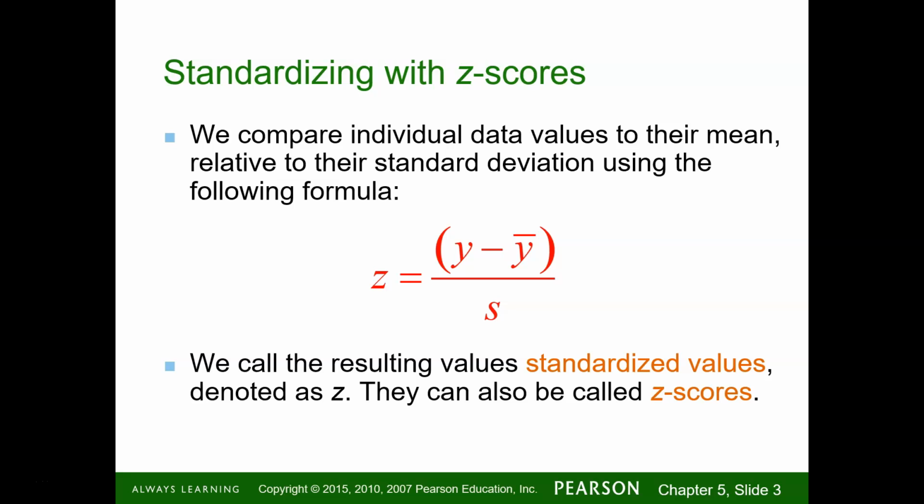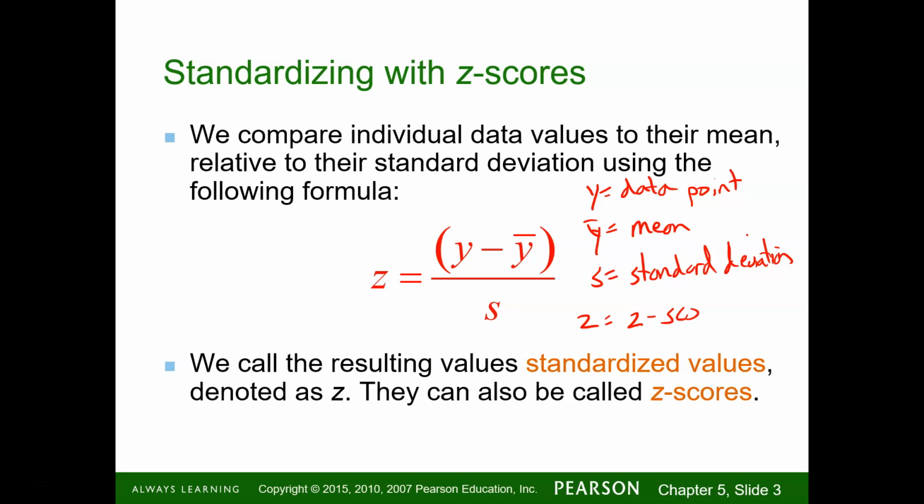So another very, very important thing is going to be called the z-score. What the z-score does is it lets you compare individual data values to their mean relative to the standard deviation. And you use this formula, z equals y minus y bar. That's the mean right there, the y with the bar above it. So if you want to write little notes next to this, y is a data point. Y bar is the mean. S is the standard deviation. And z is your z-score. A z-score is basically how many standard deviations away you are from the mean, from the average.